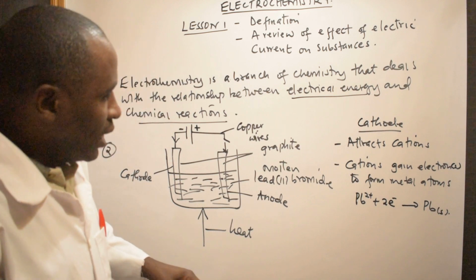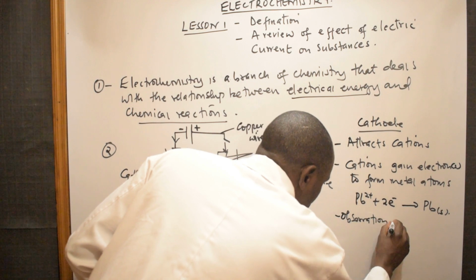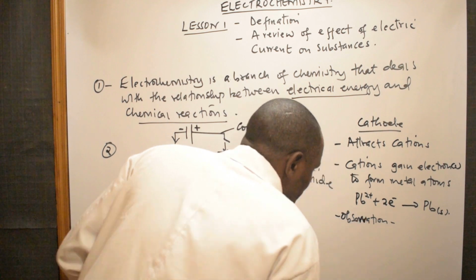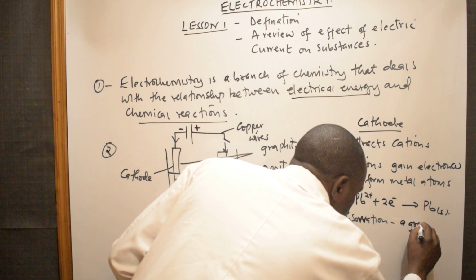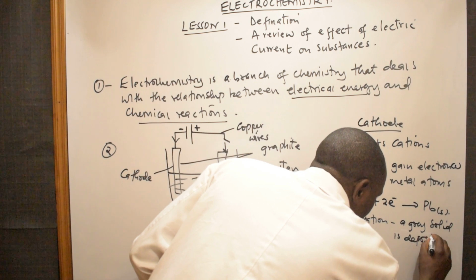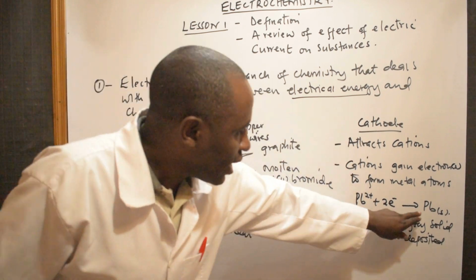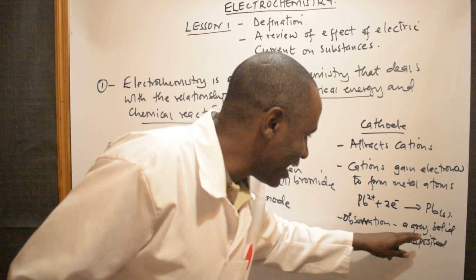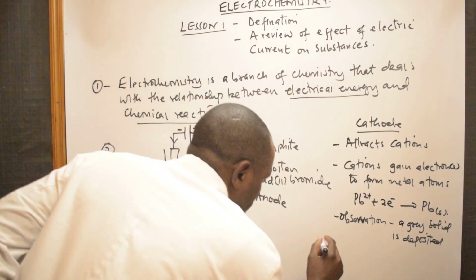Now, therefore, in this particular case, we can also mention the observation that will be made here. The observation made at the cathode will obviously be that a gray solid is deposited. Look at that. Why? Because these lead atoms formed here are gray. That's why we are going to observe that. Now, let me mention the anode again here.